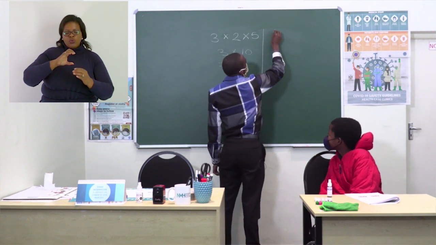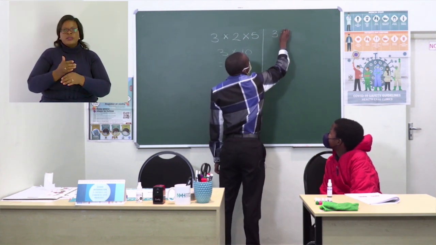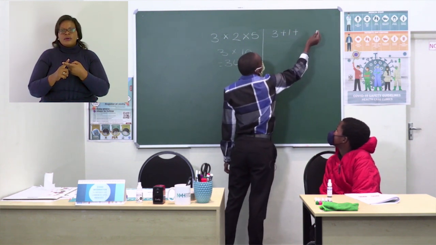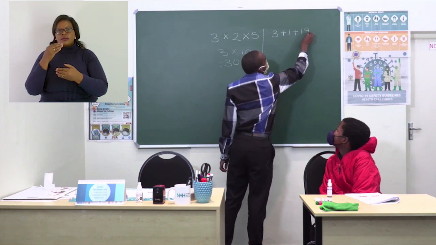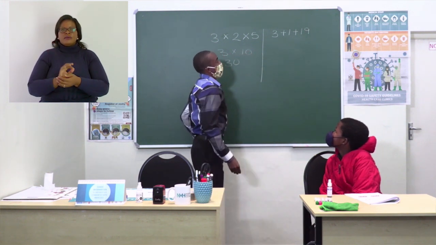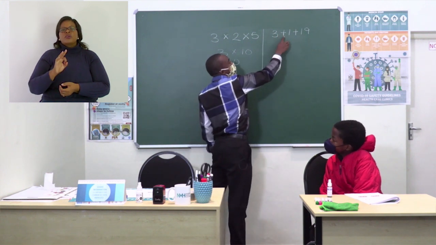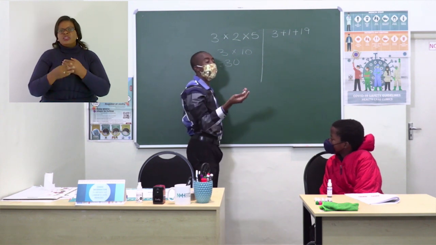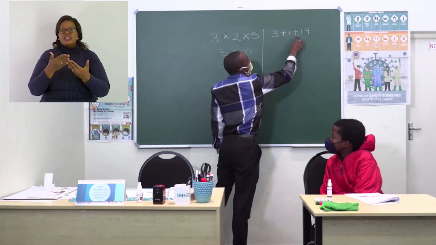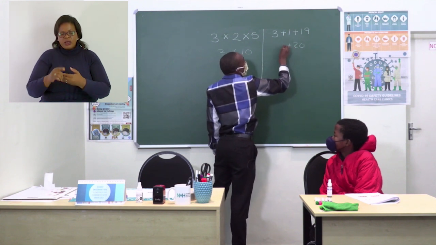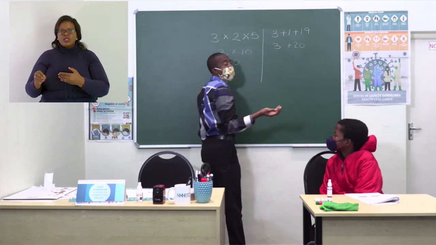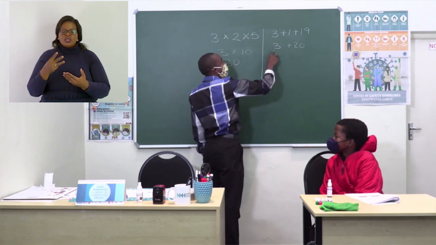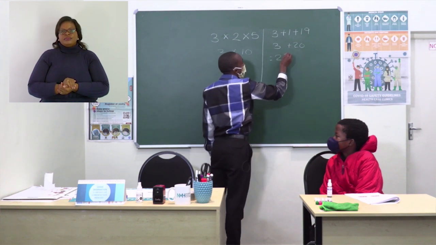Say, for example, I have 3 plus 1 plus 19. Instead of saying 3 plus 1 will give me 4, plus 19, that will give me 23, which is not wrong. What is the easier way to do it? I say 1 plus 19 will give me 20. I bring down the 3, and now you can see your calculation is made easy. So you just have to take 20 and then put 3 on top of 20, and then you have 23.